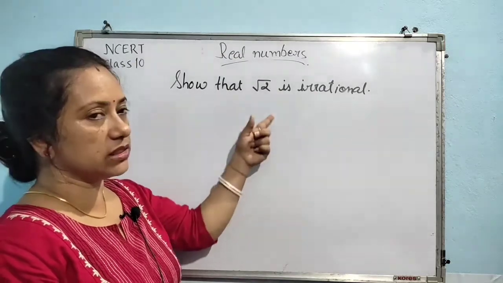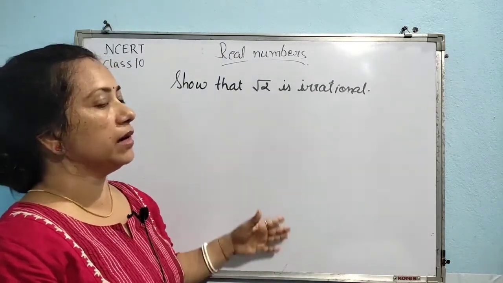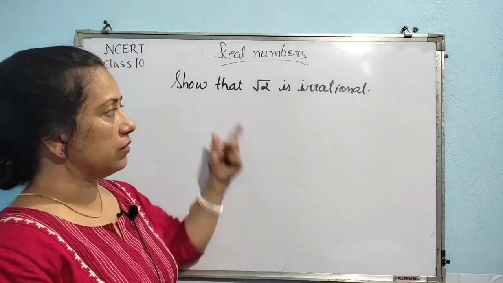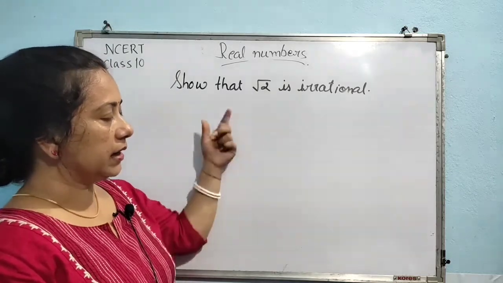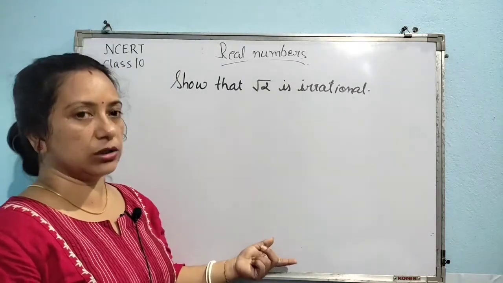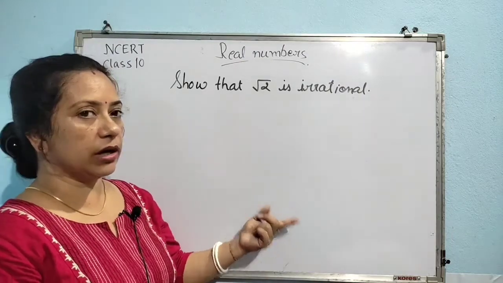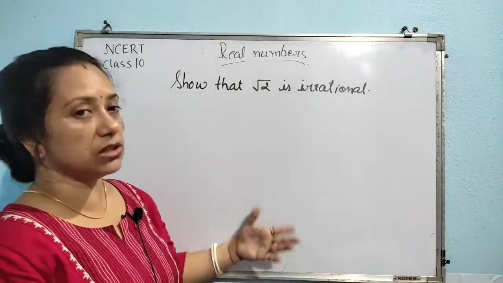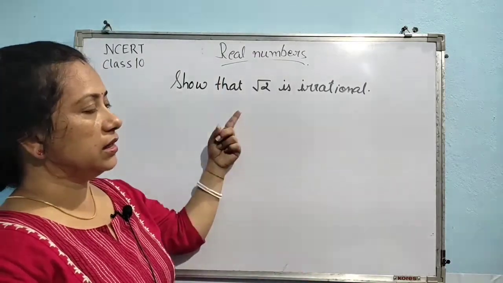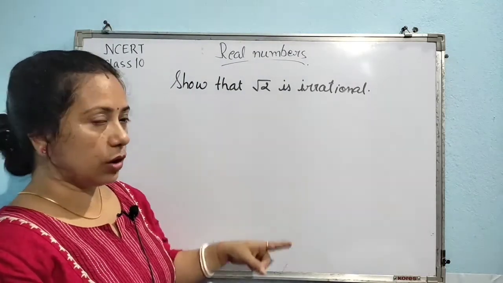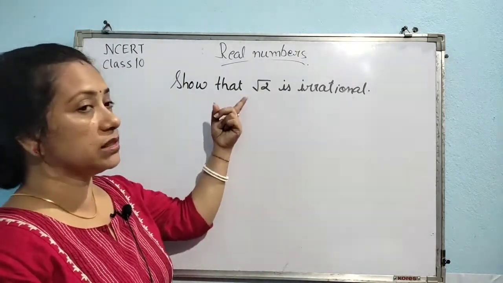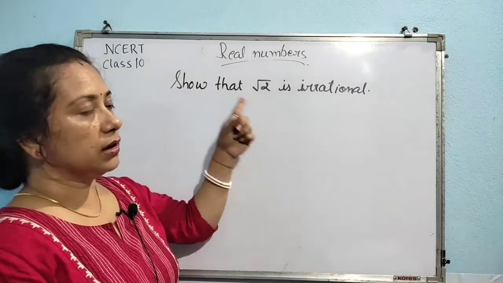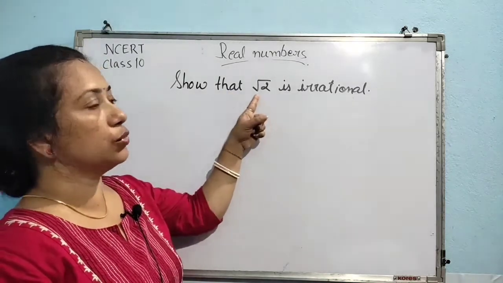Root 2 is rational, we will start with that particular statement, and then ultimately we will arrive at a conclusion where we will see that whatever supposition we have taken leads to a statement which is not possible. That contradiction will come at a particular step, and then we consider that our supposition was wrong and the reverse is correct. So we start with root 2 is rational, arrive at a contradiction, and conclude that our supposition is wrong and hence root 2 is irrational.